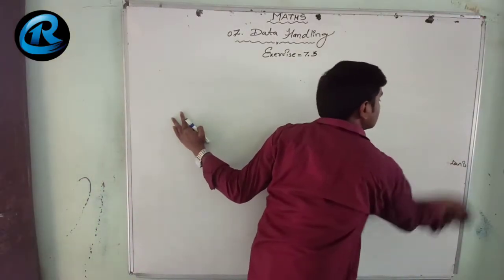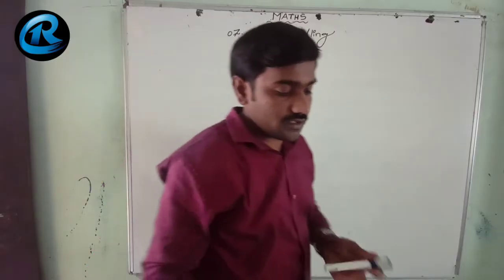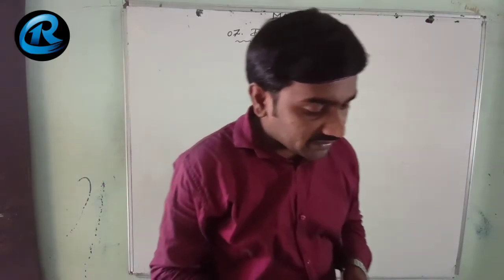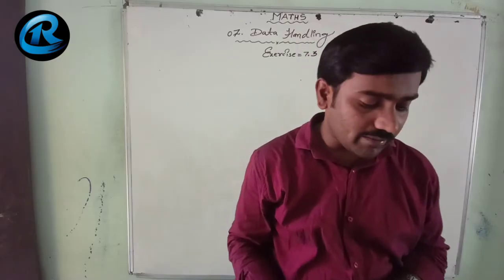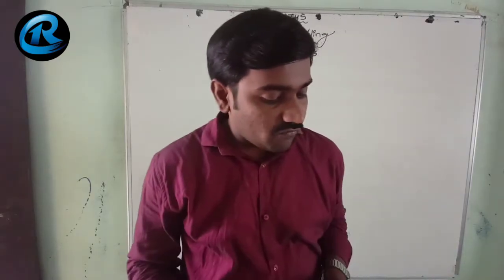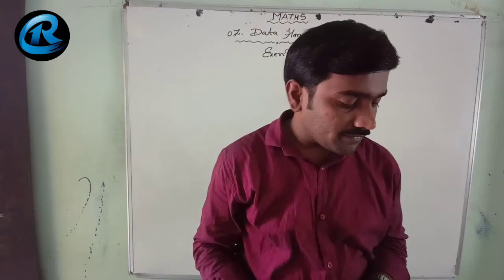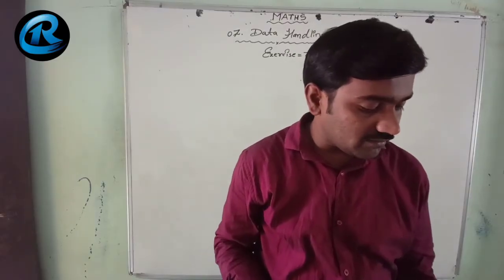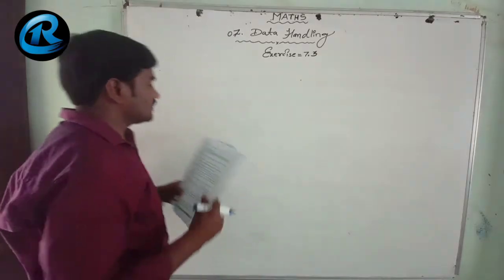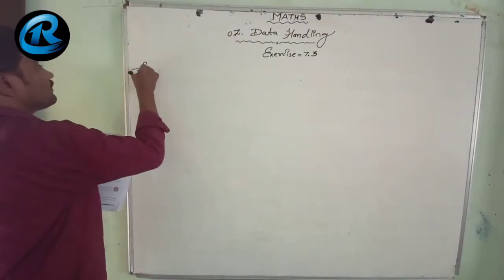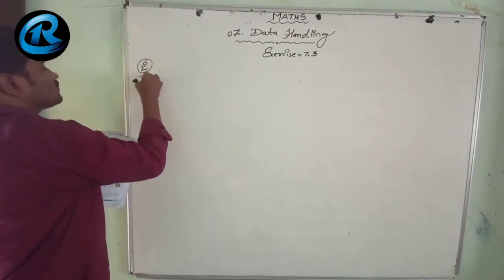Let's go for the second question. The monthly income of 7 householders in a village are 1200 rupees, 1500 rupees, 1400 rupees, 1000, 1600, 10,000. Find the median income of householders. Okay, let us find out the first one. There are 2 internal questions asked.